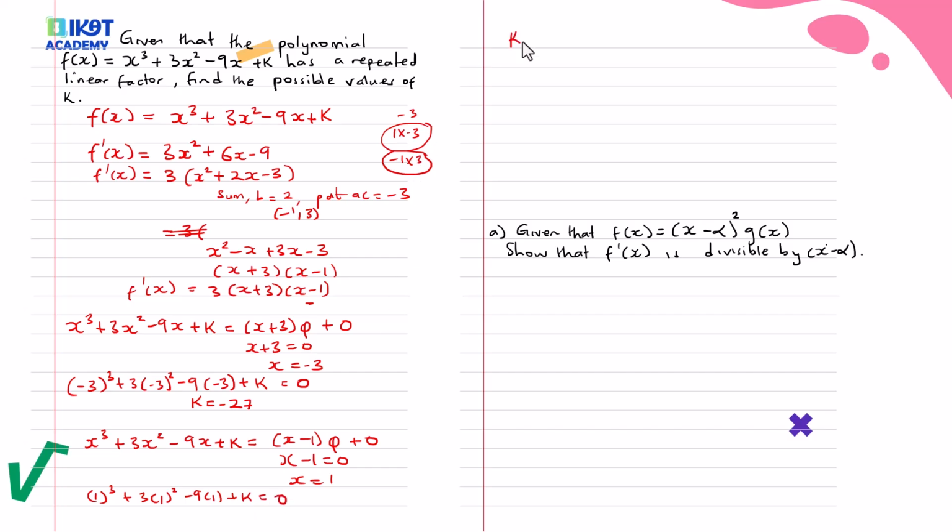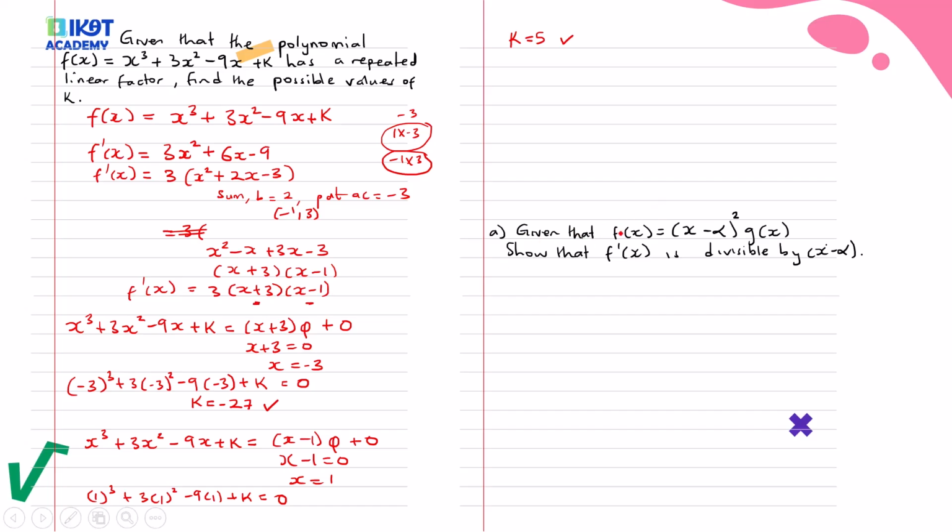So we get the value of k. If I remember, the question said find the possible values of k. So we are not sure which is the exact value, but both of these are possible values. Why? Because we don't know which of these two is the repeated factor.